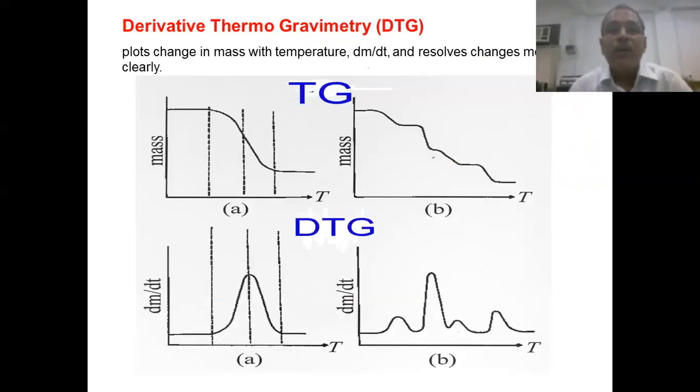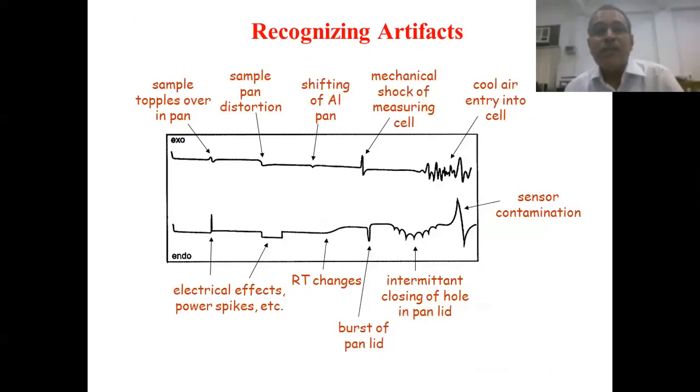Then we have derivative thermogravimetry. You can determine the mass loss and all these things. I will skip these things also because I have to cover the dielectric spectroscopy.